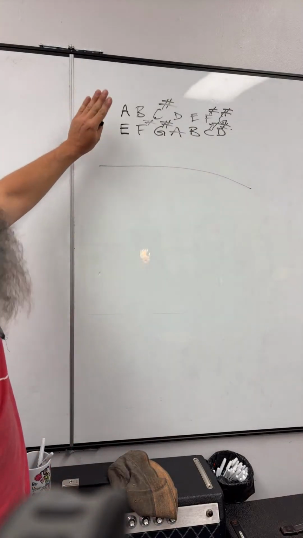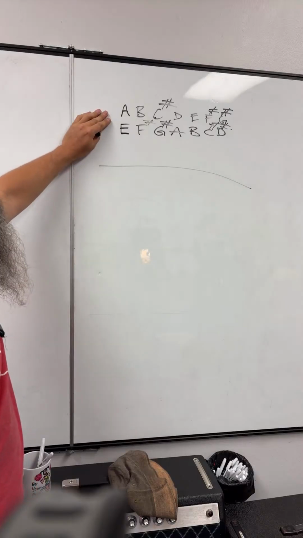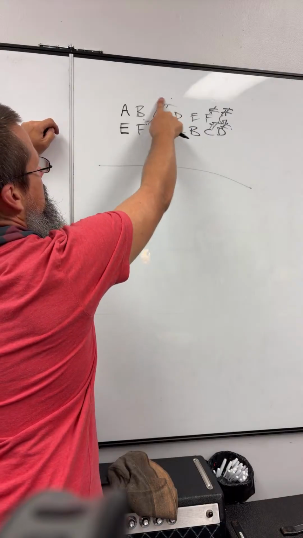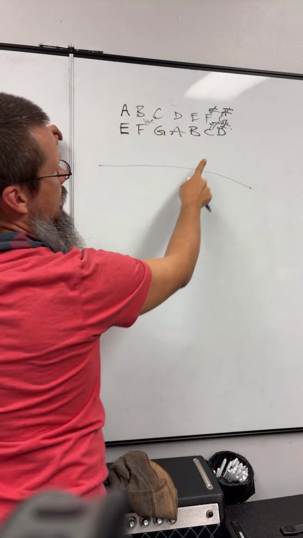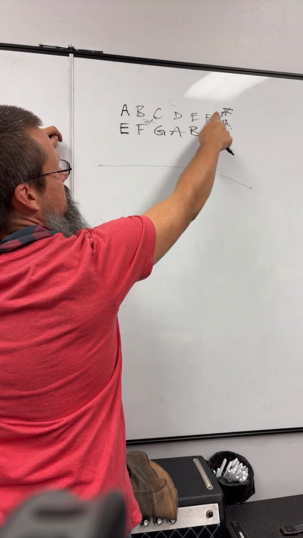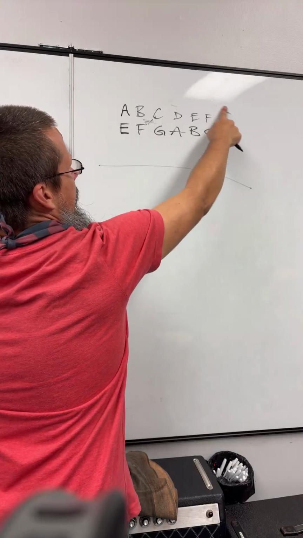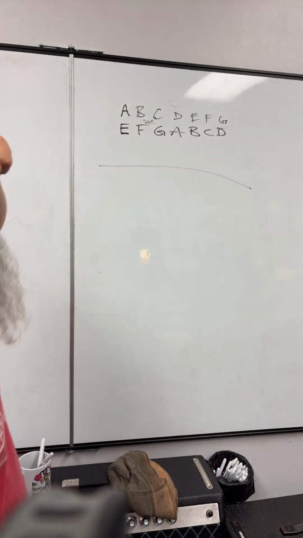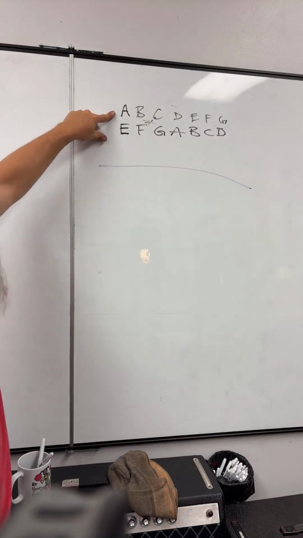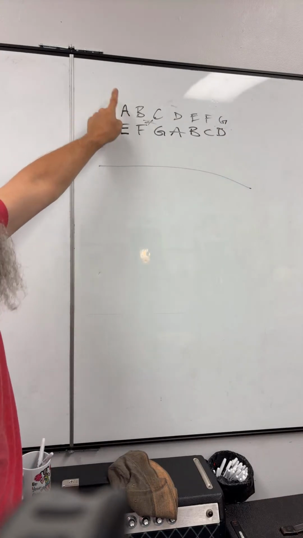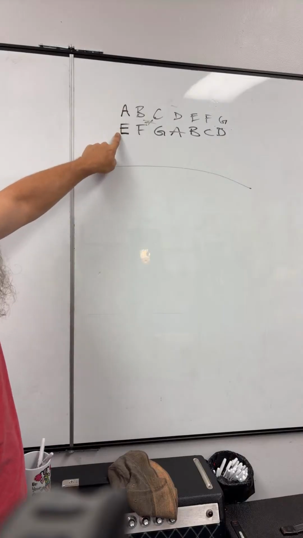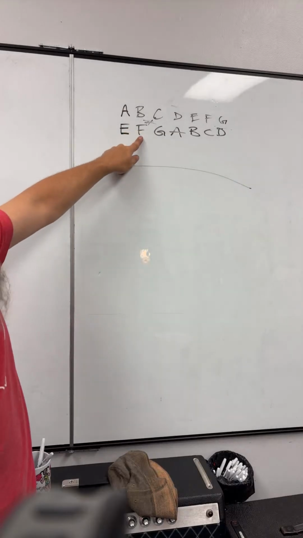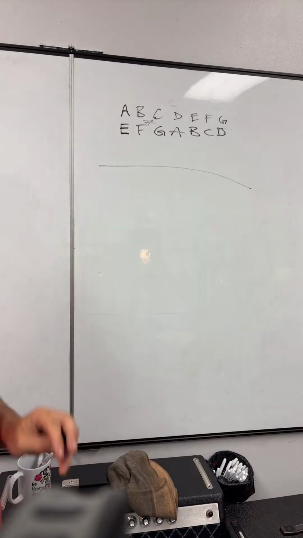When we make any major a minor, we are talking about flattening the mediant, flattening the submediant, and then the leading tone. When we do this, subsequently, A major becomes C major because it has no sharps and flats. E major becomes G major because it has 1 sharp. That sharp is F sharp.